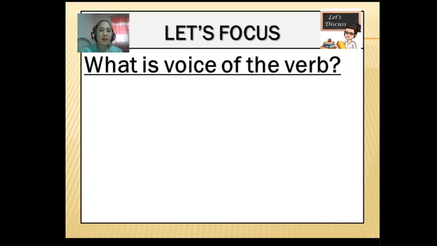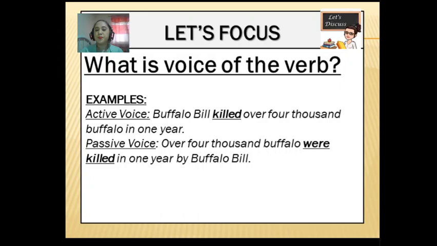So, to be able to understand it, let's have these examples. In the active voice, we say, Buffalo Bill killed over 4,000 buffalo in 1 year. Here we are emphasizing the actor, who is Buffalo Bill. And in the passive voice, over 4,000 buffalo were killed in 1 year by Buffalo Bill. We are emphasizing the number of buffaloes that were killed by Buffalo Bill.